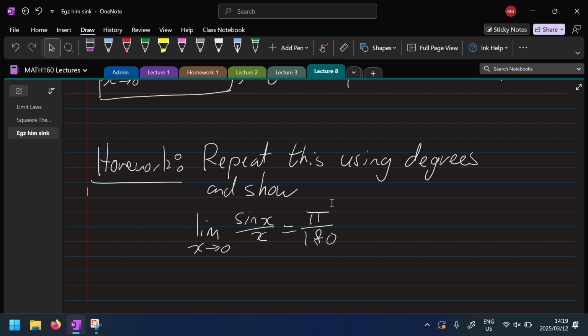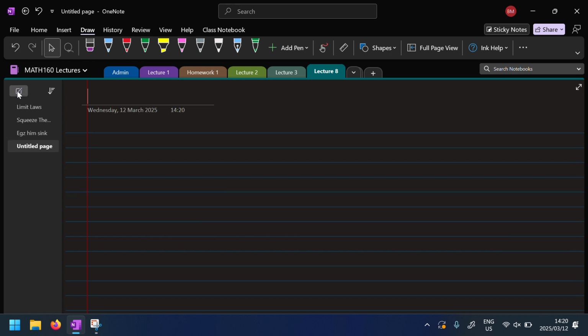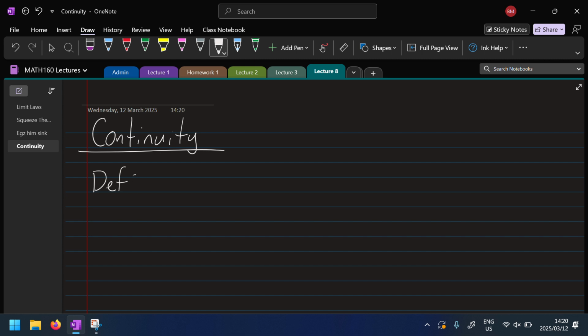Okay. Everyone copy this down? Can we continue? Yes, okay, good. Okay, continuity. Okay, so definition. A function f. And again, just to reiterate, I'm just saying it's a function. It could be a parabola, it could be a hyperbola, it could be a piecewise function. Some function f. So function f is continuous.